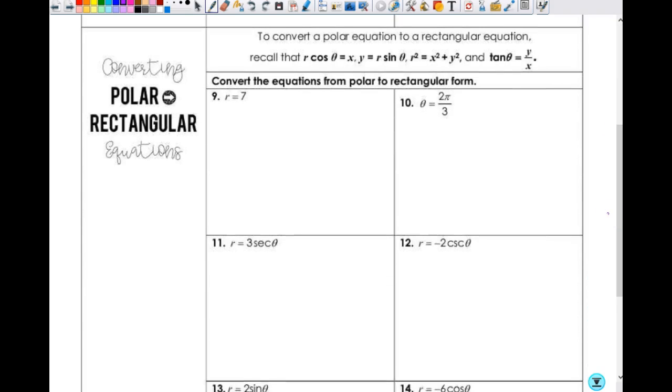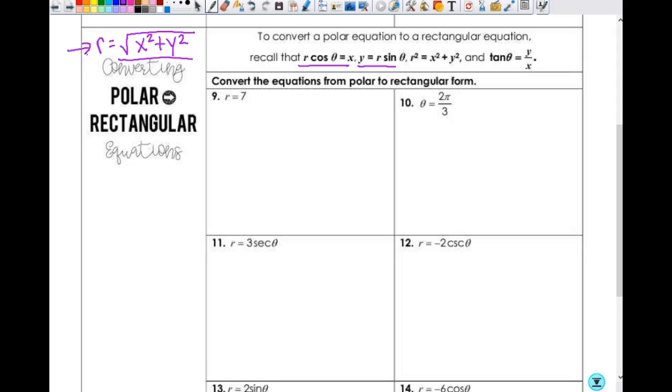So now we're going to convert in the other direction. We remember that this is equal to x, and this is equal to y. I really think it's better if it looks like this, just because that's how we usually use it, but it's the same thing, right? So if I want to convert the equations from polar to rectangular, I have r equals 7. Well, what do I substitute in for r? No, this. This is what I substitute in for r, right?